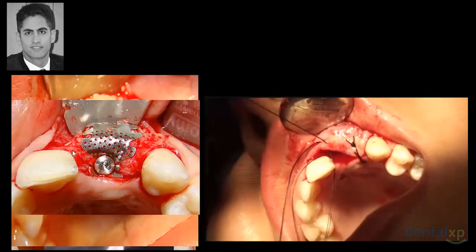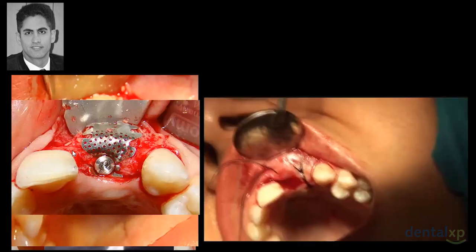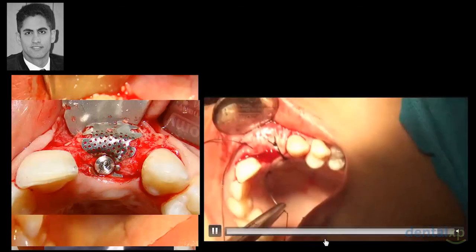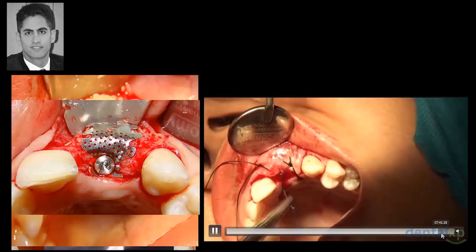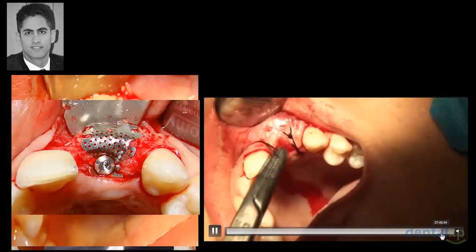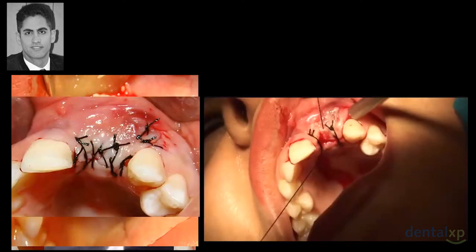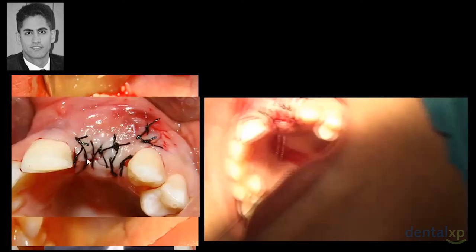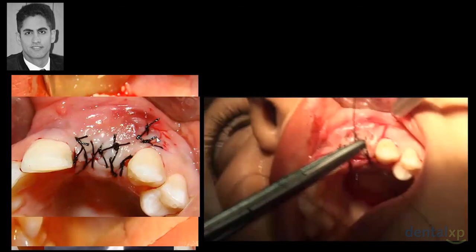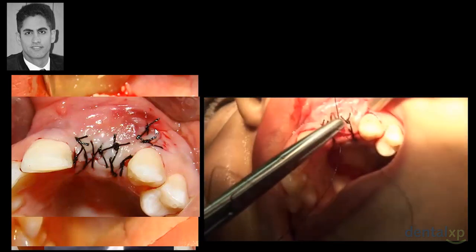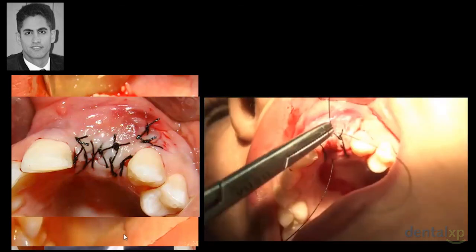This is a second vertical mattress lock suture that you're seeing, and then we're going to have some interrupted sutures in between. This is how the case is going to end. I used here 4/0 silk sutures, the conventional approach, and as I told you, we're going to wait for 6 months for the bone graft to mature completely.